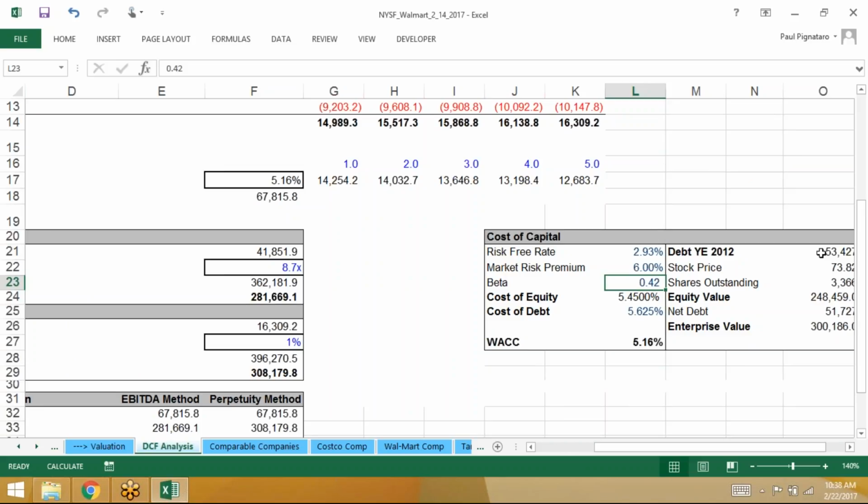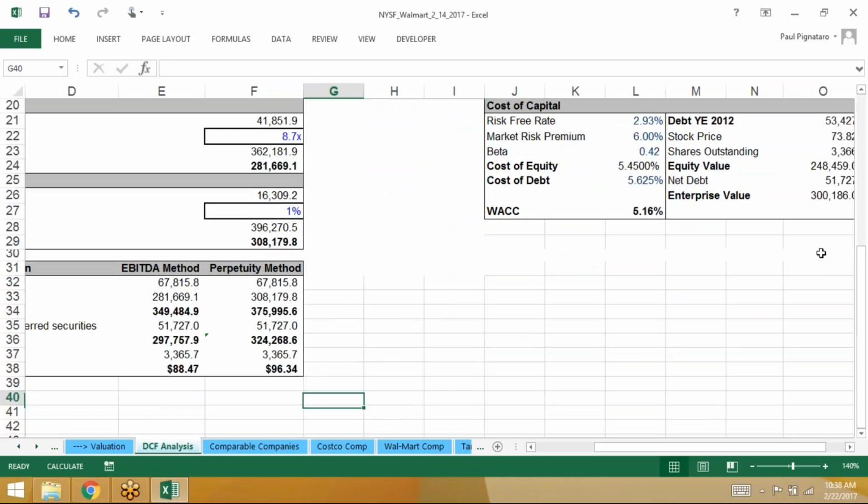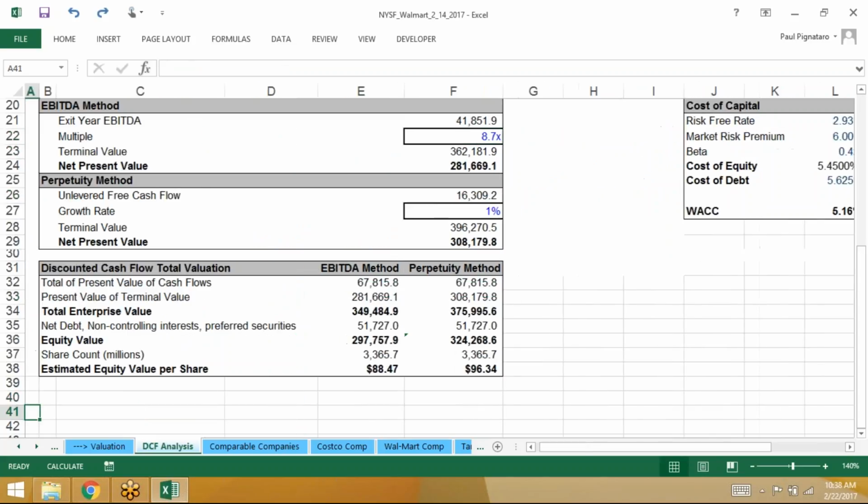multiple by WACC this way. I usually do it that way, but you can actually even go multiple by beta. But in other words, I could just say, all right, if the multiple is 8, what would the price be? If the multiple is 11, what would the price be? But there's a better way to lay this out. I'm going to show you.